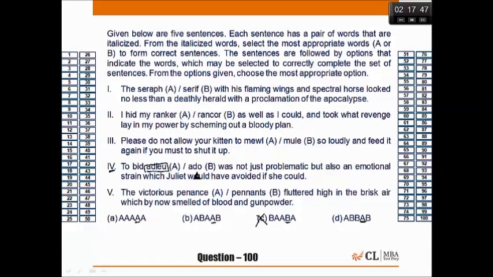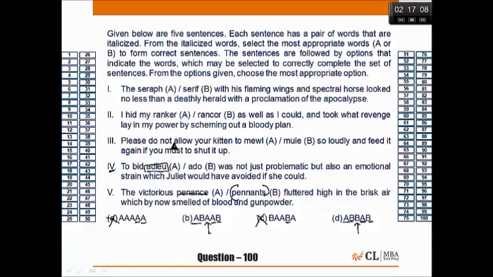Okay, do I know anything else? The victorious penance. I know penance, I don't know this, but I know penance. Penance is what? Sacrifice. Victorious blank fluttered high in the brisk air, so it can't be a sacrifice. I think this should be this word. Yeah, this can't be this. It will be B. So 5 will be B. Does that help? Okay, this goes. So B and B. Okay, so what do I know? A B is same. So I should essentially know the third one.